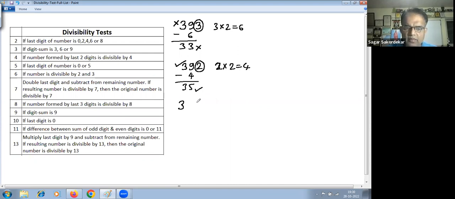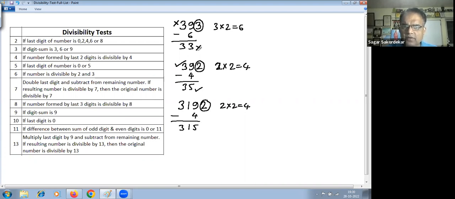Another example, 3192. Take the last digit, double it. Subtract from the remaining part. Remaining part here is 319. 9 minus 4 is 5. This one remains as it is, 3. Now 315, you cannot decide directly whether it is divisible by 7. So repeat this procedure.